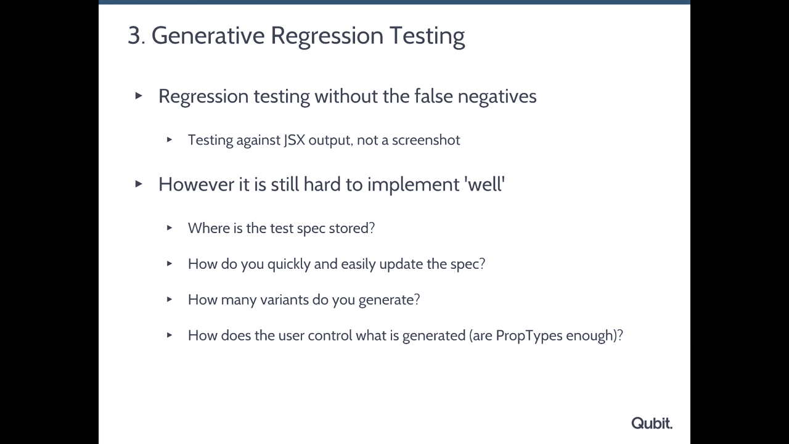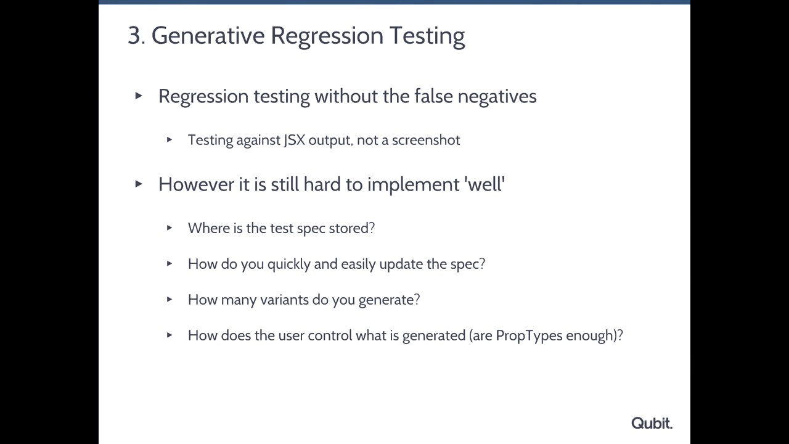But actually, we can get around that, because we're not going to be using screenshots here. We're going to be comparing JSX output, which we can actually compare, and we can say definitively, this is not the same as this. But it's still hard to implement. We've got to do things like, where do you store these test specs? Do you keep them in the repo? How do you easily and quickly say, okay, this thing that's now broken is actually not broken and I want that as a new state?